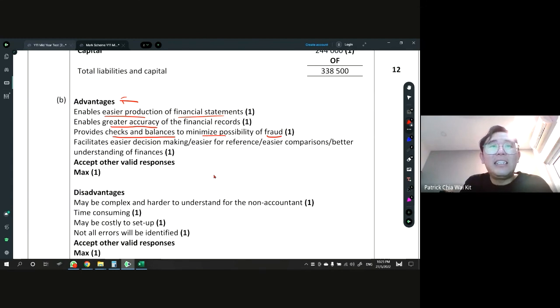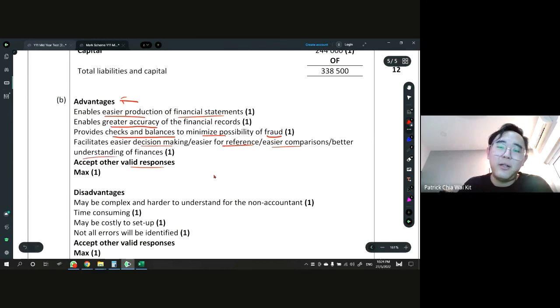Facilitates easier decision making, easier for reference, easier for comparison, better understanding of financials. All these answers are acceptable, any valid responses. Technically, if you have all these things, then you get to see your results, right? So it helps you decide faster because you have all the information, you have all the facts. It's easier for reference. You want to compare stuff, also easier. Easier to understand all this.